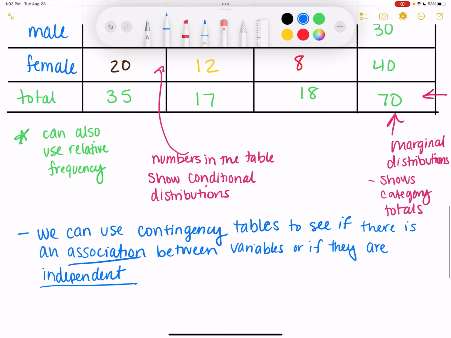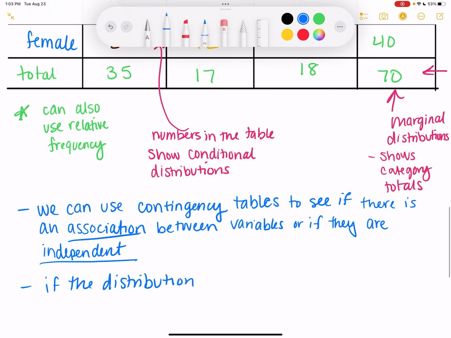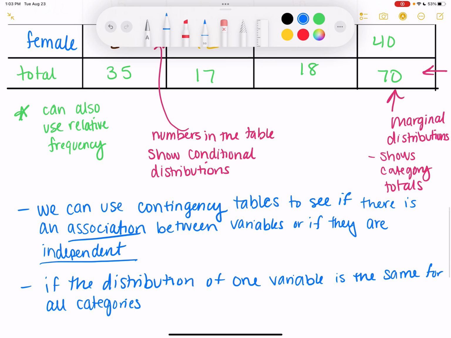And so independent, kind of what that looks like, if the distribution of one variable is the same for all categories of another, we can say the variables are independent.